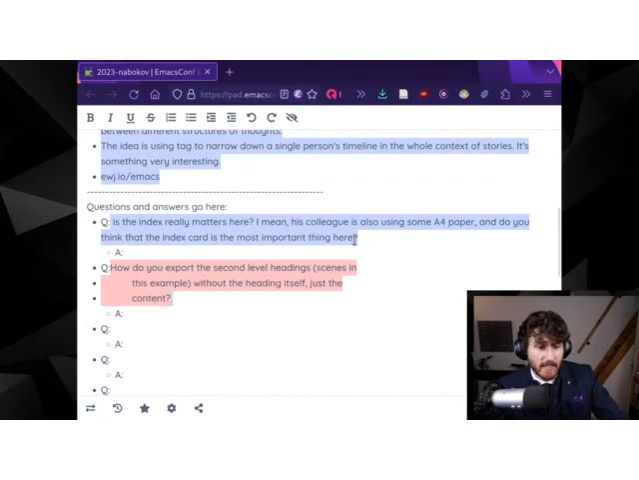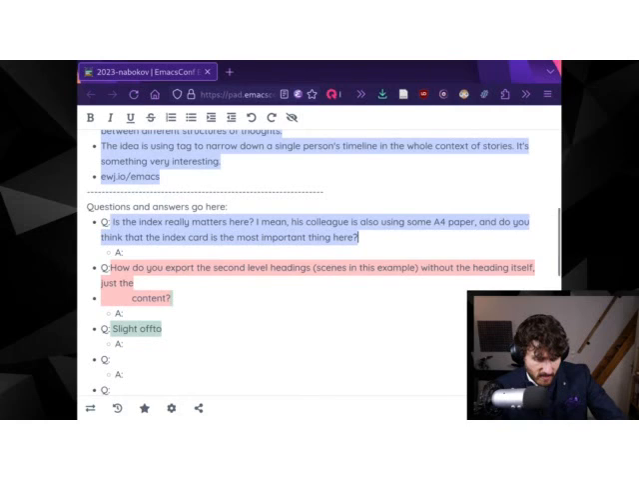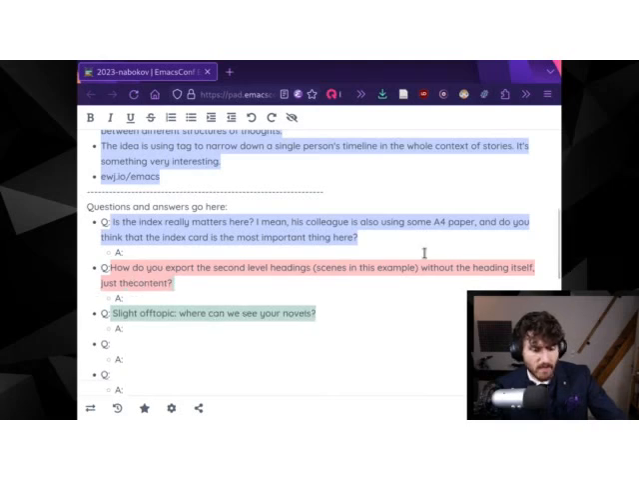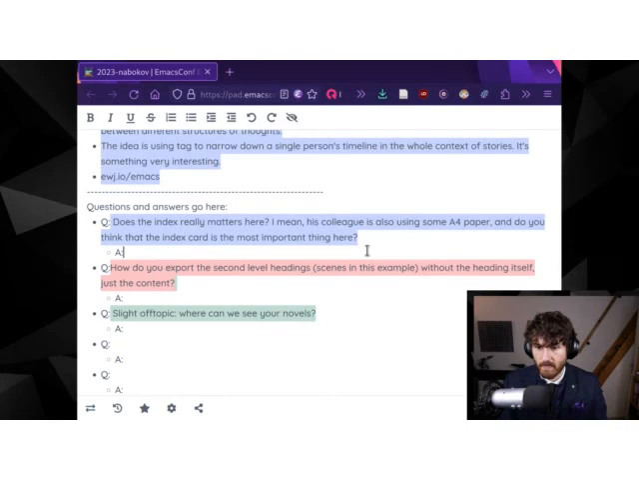Does the index card really matter here? I mean, his colleague is also using some A4 paper. Do you think the index card is the most important thing? That's a great question. I think you can do anything with a larger piece of paper that you can do with a smaller piece of paper, but I'd actually encourage you to try this out. I did, not for research for this talk, but when I read about Nabokov and his index cards, I tried it out a little bit and wrote some shorter things on index cards. And there really is something about the size and the ability to manipulate them. You really can bundle them and move them around easier.